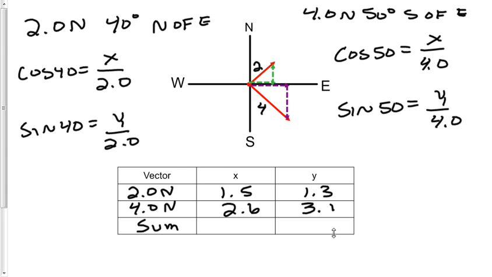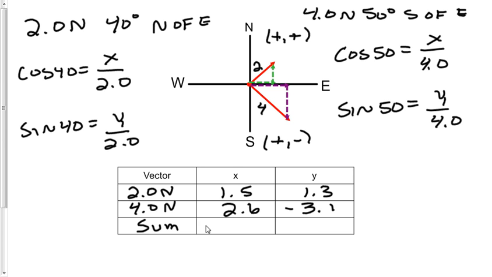Now we need to assign our positives and negatives to each vector component. The 2 newton vector is pointing in the north of east direction. This is our positive quadrant. Therefore, in the table below, we will keep it as a positive x and a positive y. The southeast quadrant, however, is the negative quadrant, meaning y would then have a negative value, but the x would be positive.